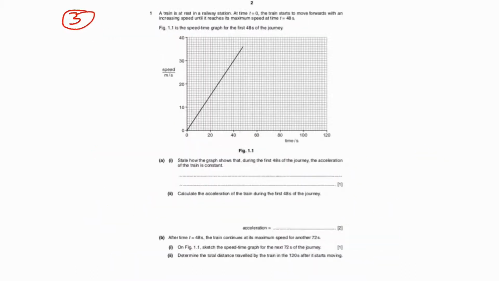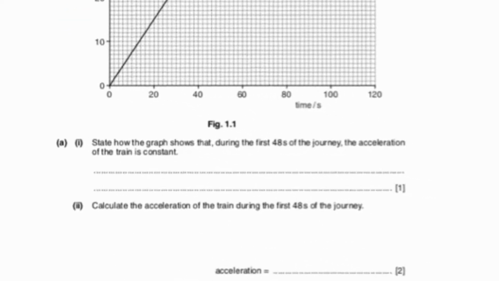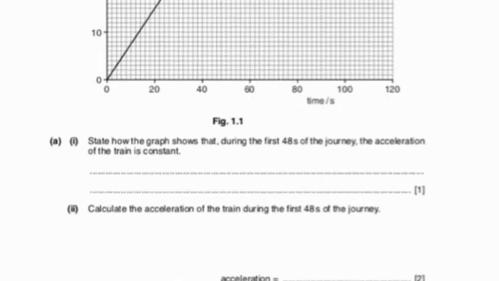Friends, let's take this sum. A train is at rest in a railway station at time t equals 0. The train starts to move with an increasing speed until it reaches its maximum speed at time t equals 48 seconds. This speed-time graph is given here. For part A: show how the graph shows that during the first 48 seconds of the journey, the acceleration of the train is constant. This question we will do first.